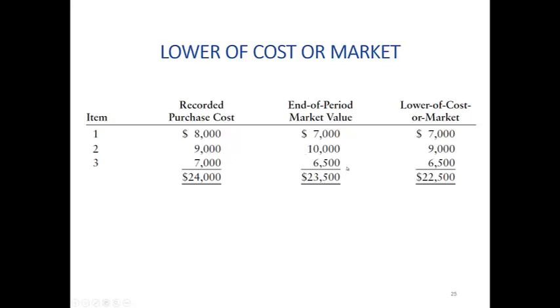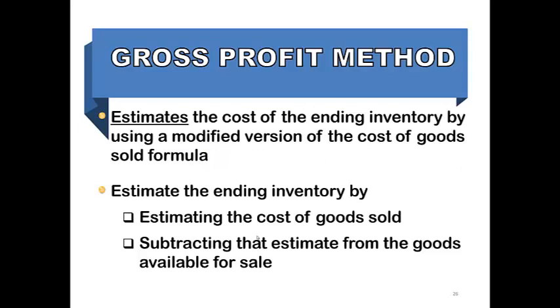And then here, once again, the market value of our inventory has fallen. So we are going to value our inventory at the lower. So if we add these three items up, our inventory will be valued at $22,500, even though we actually paid $24,000 for it. The next method is the gross profit method.